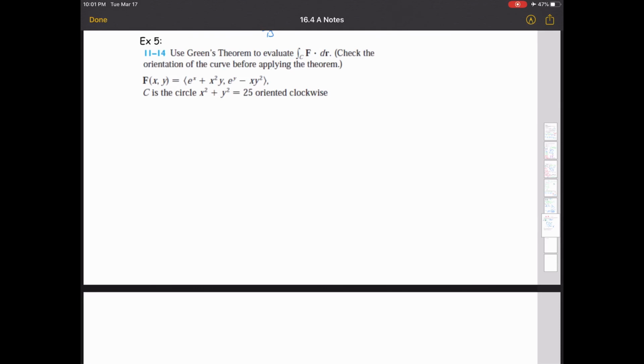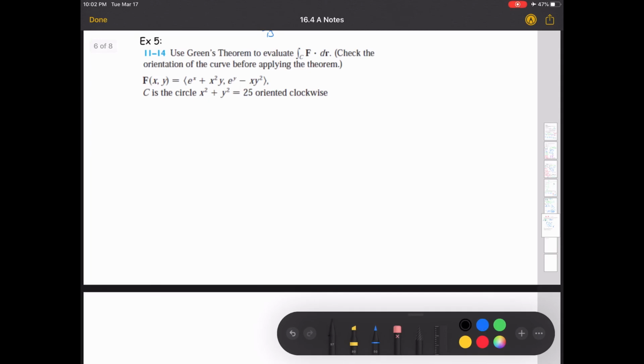In example 5, let's use Green's theorem to evaluate the line integral of F dot dr. Biggest thing is you have to check the orientation here to make sure that it applies before we use the theorem. So let's take a look at this and see if we can figure it out. So let's see, we've got a function e to the x plus x squared y, and then e to the y minus x y squared. C is the circle oriented clockwise.